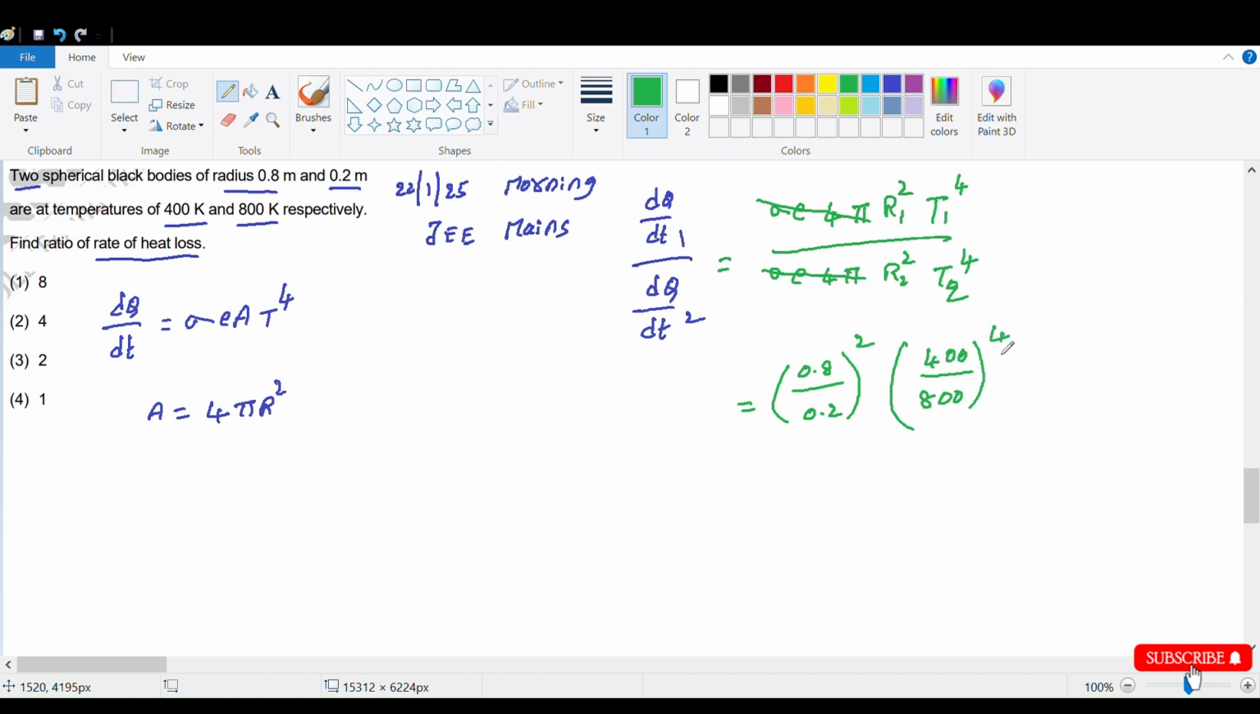Power 4. See, the point cancels, means you can multiply with 10 and 10. 2 table 4 times, so you got here 4 square 16, 0 0 cancel, 0 0 cancel, 2 4 table, 2 times 2 power 4, that is 16. So 16 by 16, answer 1, option 4.